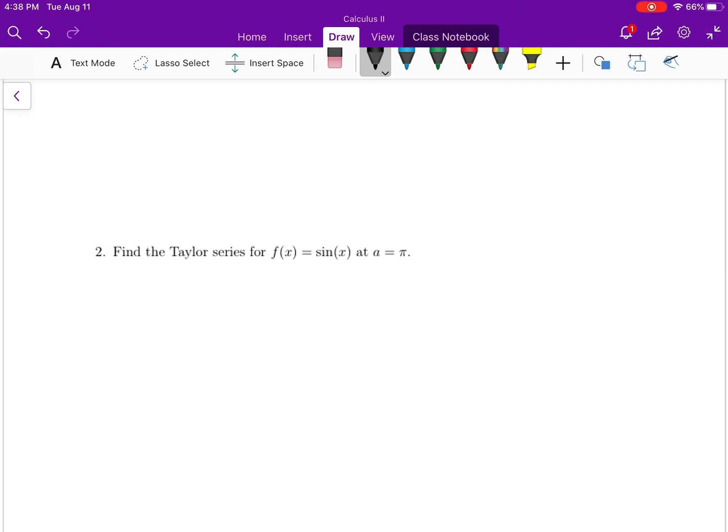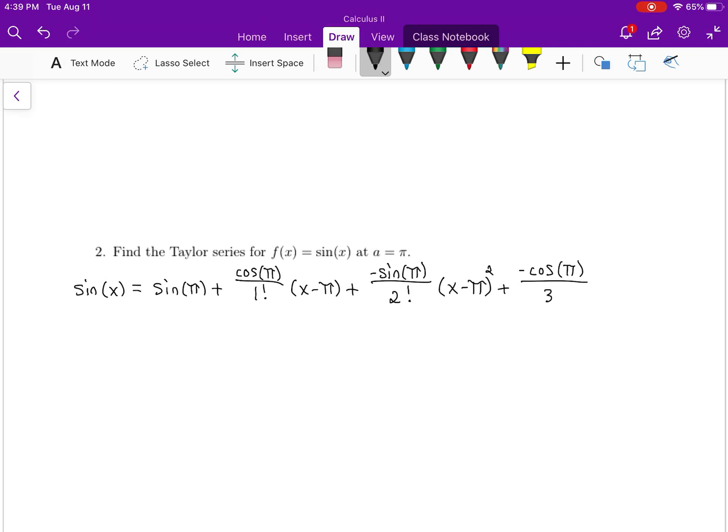For part 2, we want to get the Taylor series expansion for sine of x, but instead of going about a of 0, we're going about a of pi. And so here, I'm going to do this all in one shot. Sine of x is given by sine of pi plus cosine of pi divided by 1 factorial times x minus pi, plus negative sine of pi over 2 factorial times x minus pi squared, plus negative cosine of pi over 3 factorial times x minus pi cubed.